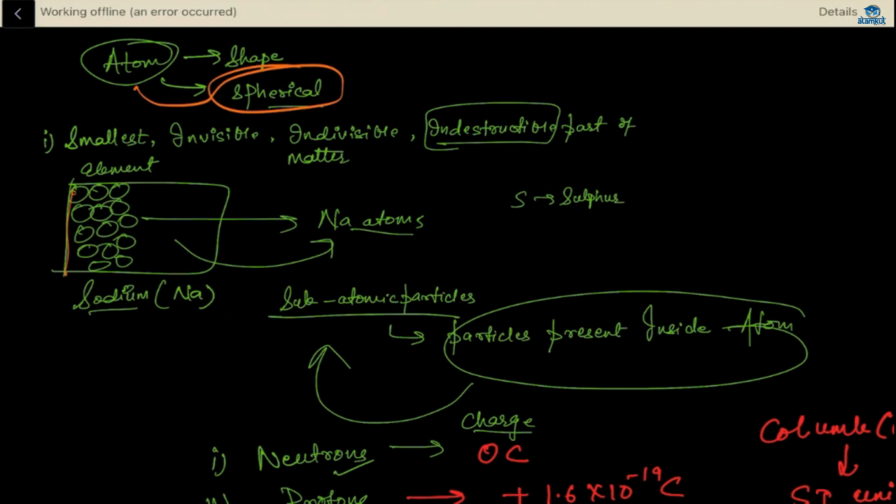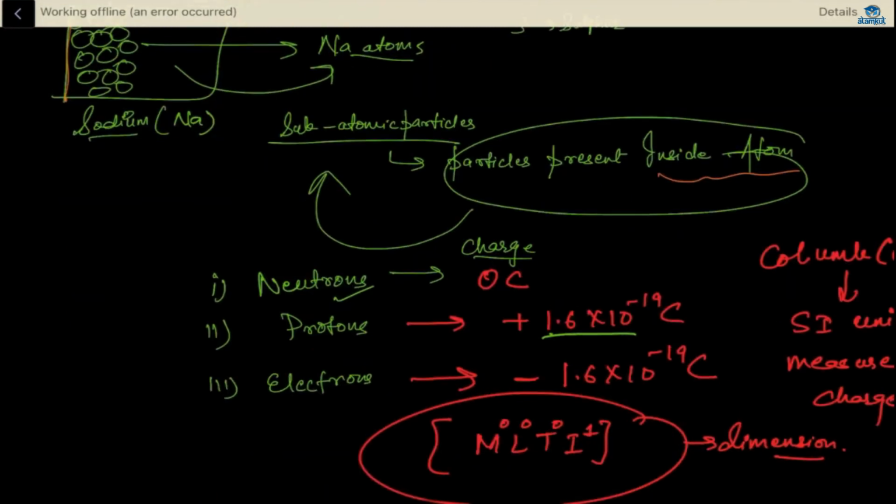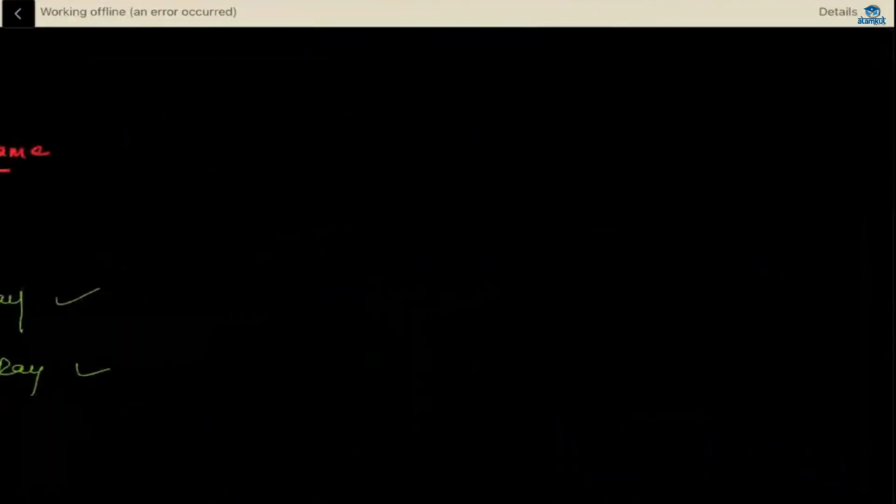So what are subatomic particles? Subatomic particles are protons, neutrons, and electrons, the particles which are present inside an atom. Now you all tell me what is the charge of neutron, proton, and electron. Neutron has no charge, proton has positive, and electron has negative charge.